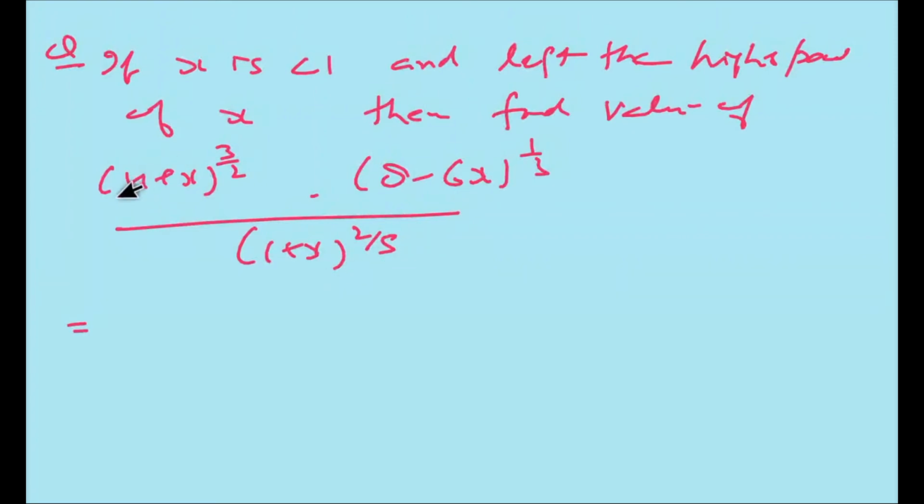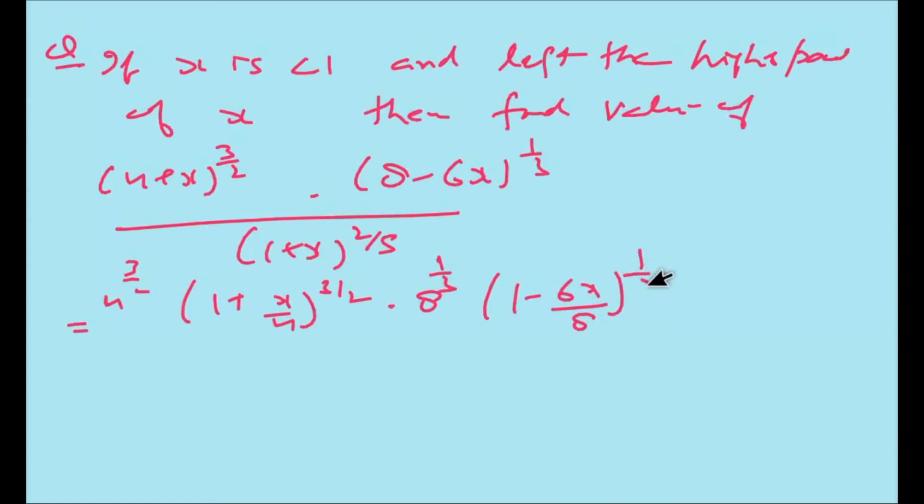So we take the common factor first here, 4 to the power 3 by 2, 1 plus x upon 4 to the power 3 by 2. Okay, now take the common 8 here, 8 to the power 1 by 3, 1 minus 6x upon 8 to the power 1 by 3. Then what we get here, 1 plus x to the power 2 by 5.